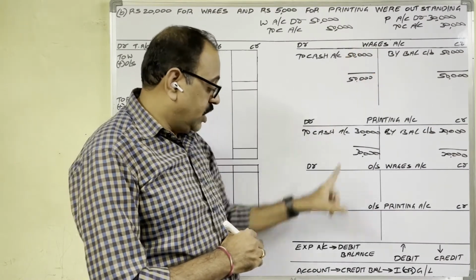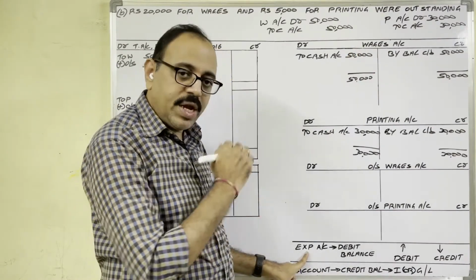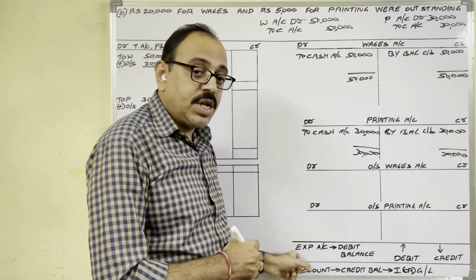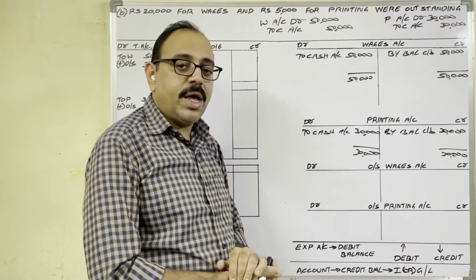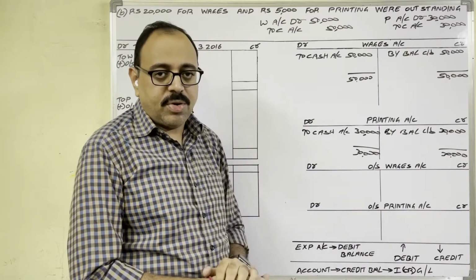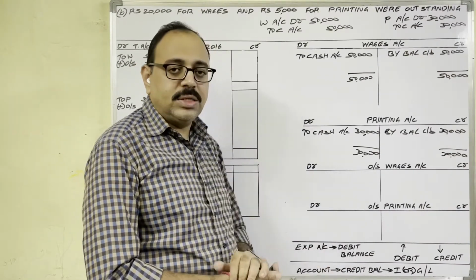The wages account is an expenditure account. It is showing a debit balance. The printing account is also an expenditure account. It is also showing a debit balance. So remember, whatever the expenditure account may be, it shows a debit balance.